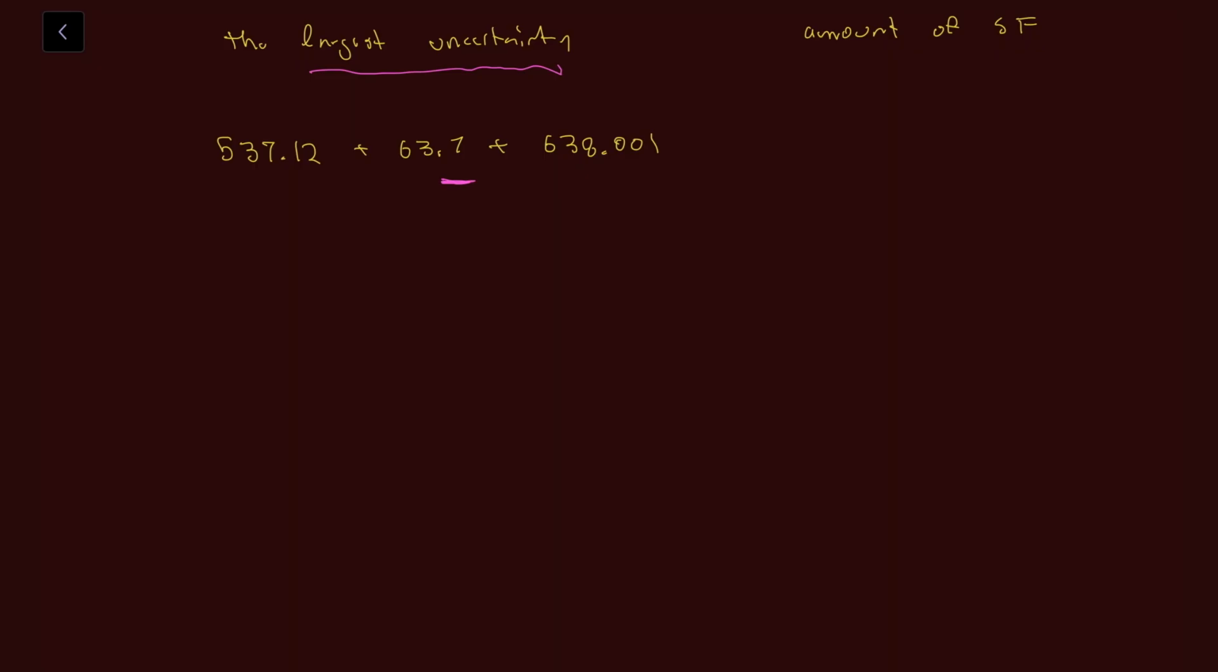So our unrounded answer is equal to 1238.821. And since we only want the 10th place, our actual answer to the correct number of significant figures, we have to round down to the 8, and that gives us 1238.8.